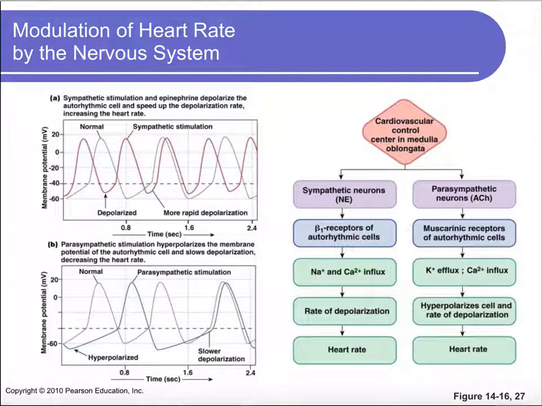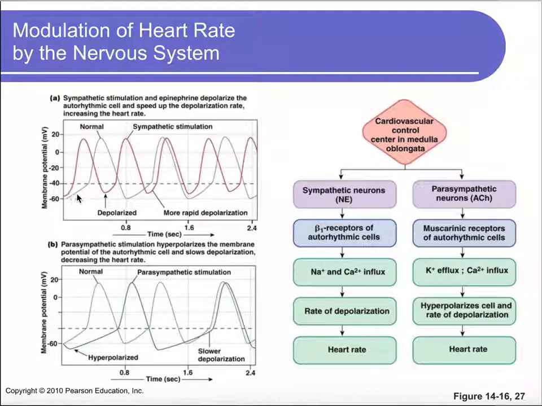All right, so our SA node contracts autorhythmically, so all by itself it will contract, but we can certainly influence our SA node and our heart rate, and our autonomic nervous system will do that. And so the cardiovascular system is controlled by our medulla oblongata, and depending on what we need to do, we will either activate the sympathetic or the parasympathetic nervous system. The sympathetic nervous system speeds up heart rate, parasympathetic slows it down. And the sympathetic will speed it up by releasing the neurotransmitter norepinephrine.